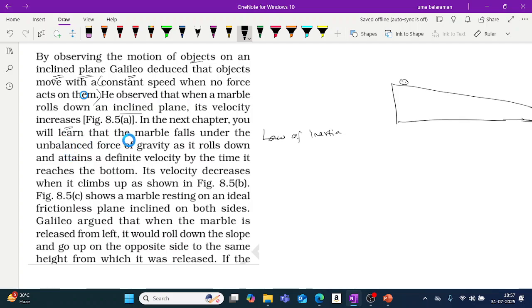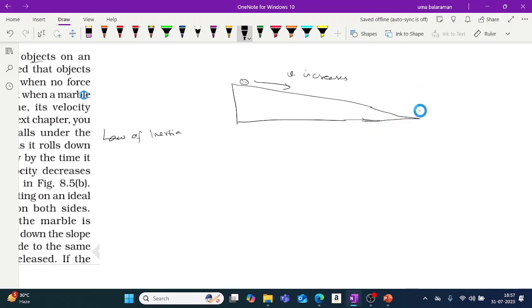You will learn that a marble falls under the unbalanced force of gravity as it rolls down and attains a definite velocity by the time it reaches the bottom. So when it is rolling down, velocity increases. You can roll a marble upside also. Then velocity decreases. After reaching some distance, then it will start rolling down.